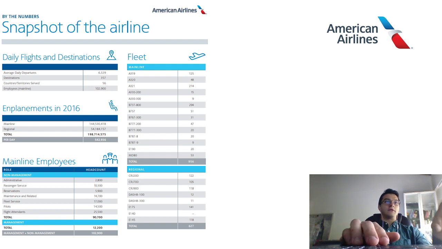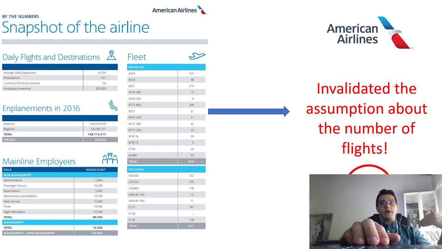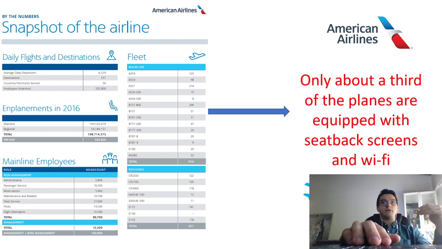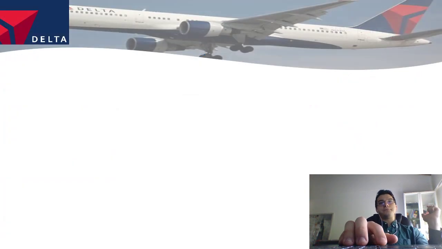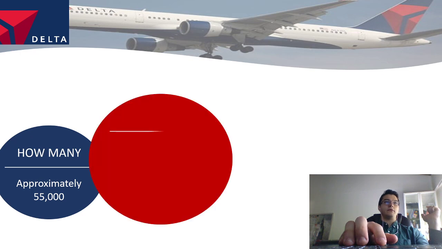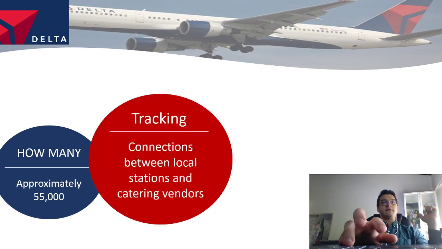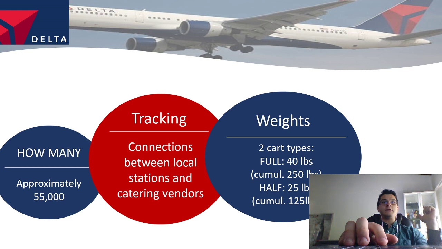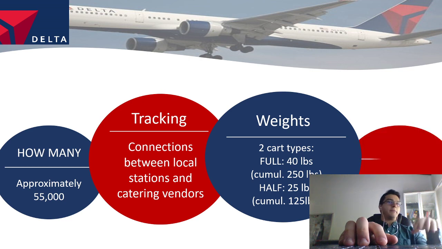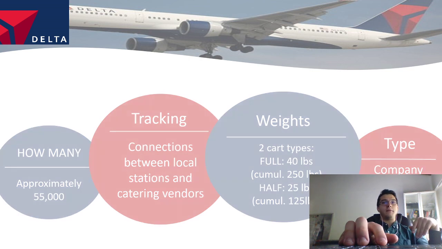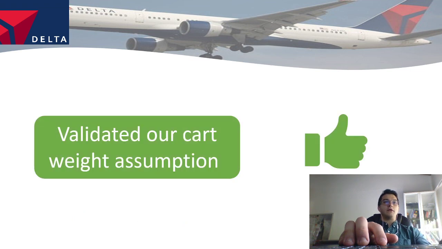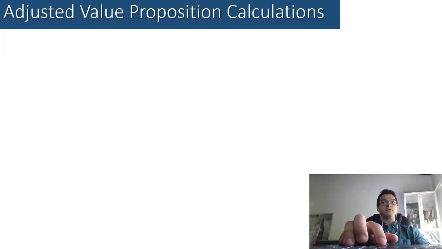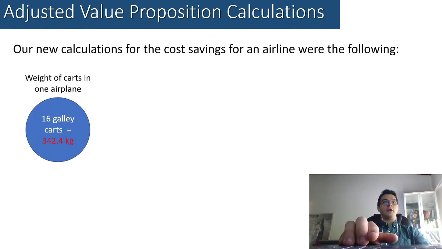Then we looked into American Airlines' website, and we looked into how many planes they had, and the number of flights also changed because we didn't take into account that only about a third of the planes had seatback screens and Wi-Fi. So basically, we had to change that. And then we talked to Delta, and they said they have approximately 55,000 carts, and they provided the weight of the carts and then the type. And so this validated the weight that we had used for the carts. So now we had to do all of the calculations again.